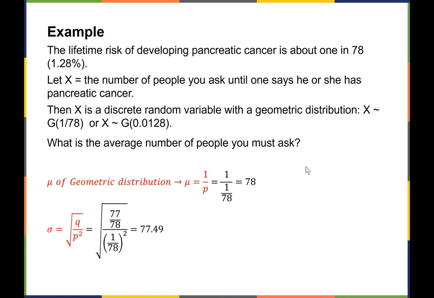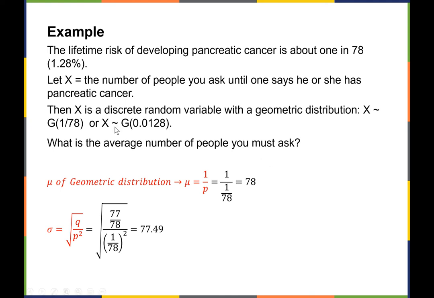Let's do one more example talking about mean and a little bit about standard deviation. We're not going to be using those too much. Mean, we will. Standard deviation, not too much right now. The lifetime risk of developing pancreatic cancer is about 1 in 78, and that is equal to about 1.28%. Let X equal the number of people you ask until one says he or she has pancreatic cancer. Then X is a discrete random variable with a geometric distribution, right? Success would be they had pancreatic cancer. And again, this is success in a statistical sense, not like success as we use in the English language. So success would be finally you get someone that says, yes, they've had it.